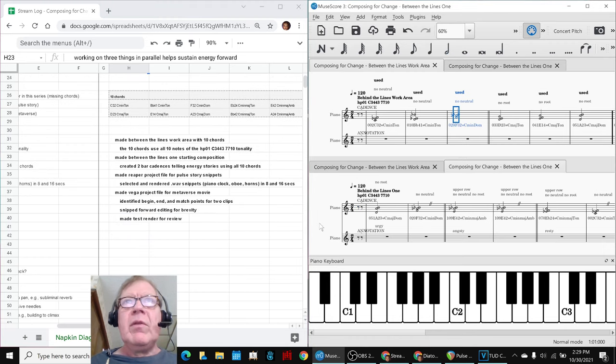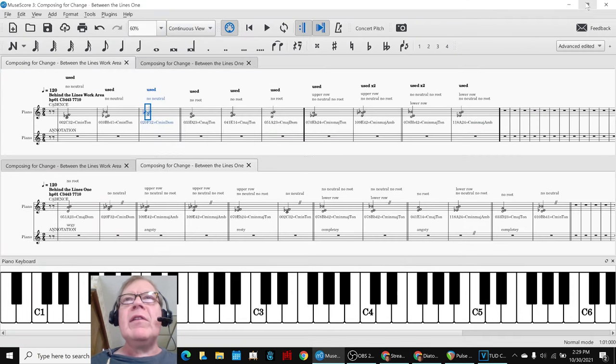What we're going to do to bring us home is go ahead and play two things. We're going to play for you the 10 chords by themselves. Here we go.